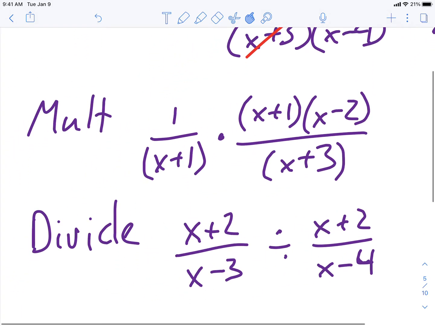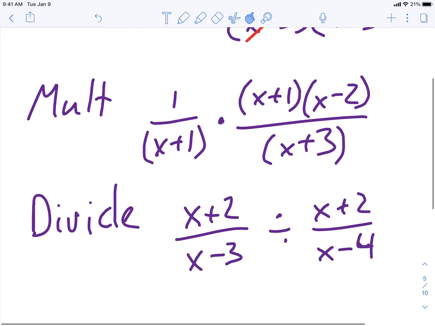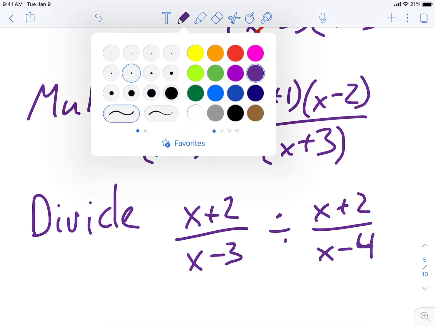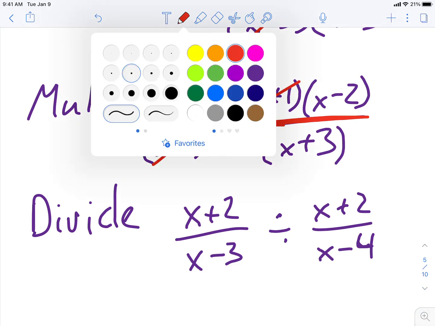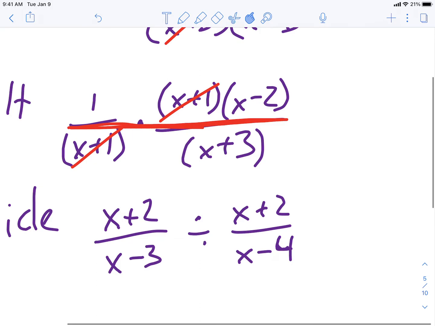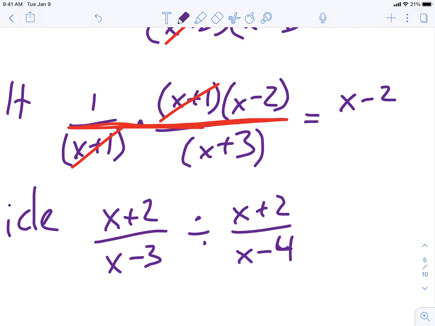Then as far as multiplying goes, now multiplying with these is fairly simple. We can really treat this as one big fraction if it's multiplying. Now again, you might have to factor this, but for the purposes of this video, to keep it short, I'm giving you pre-factored ones. So now we make it one big fraction. Now I'm just looking for what matches on the bottom and what matches on the top. And I can cancel those things out, and this will equal 1 times x minus 2 on top is x minus 2 over x plus 3 is left on the bottom.